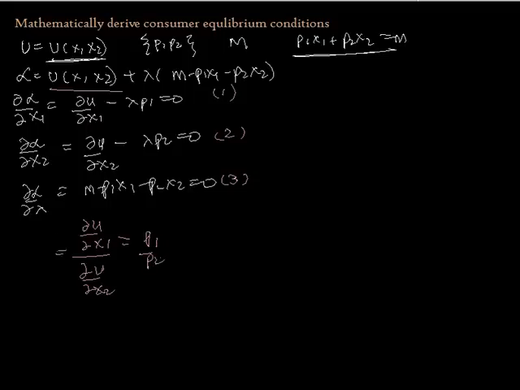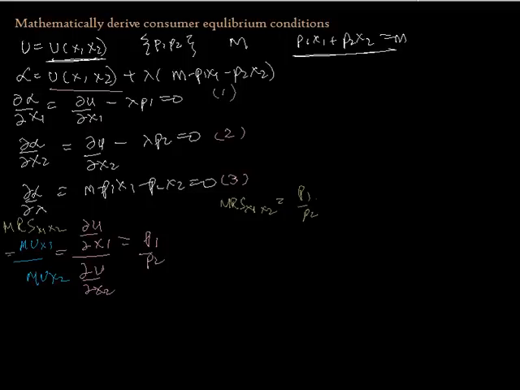But del u by del x1 is nothing but MU x1, the marginal utility you derive from x1, and this is MU x2, the marginal utility you derive from x2. All of this is actually equal to your MRS of x1 for x2. We have done this in our other topic, that MU x1 by MU x2 is nothing but MRS x1 x2. So in equilibrium, this condition holds: MRS x1 x2 is equal to p1 by p2.